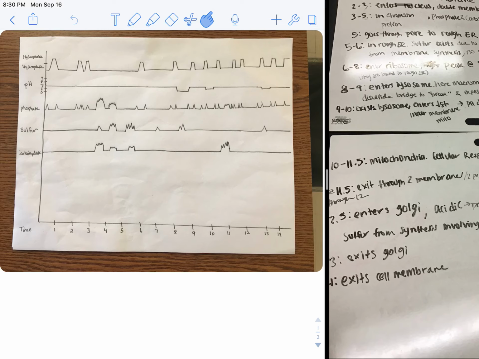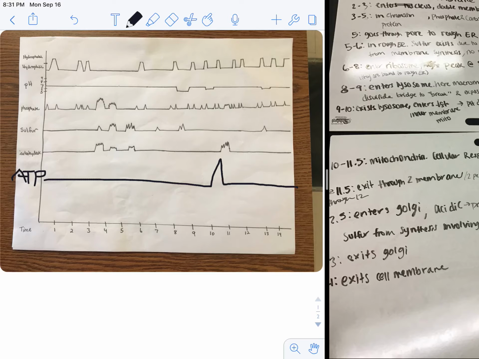And then, so my group decided to add an ATP sensor. And the ATP is going to exist in the mitochondria between 10 and 11. Like that. All right. That's it.